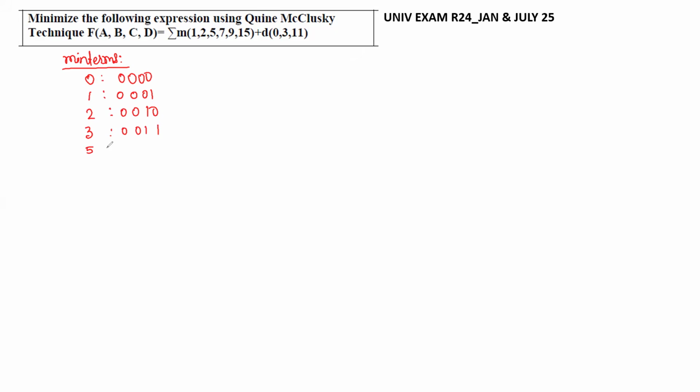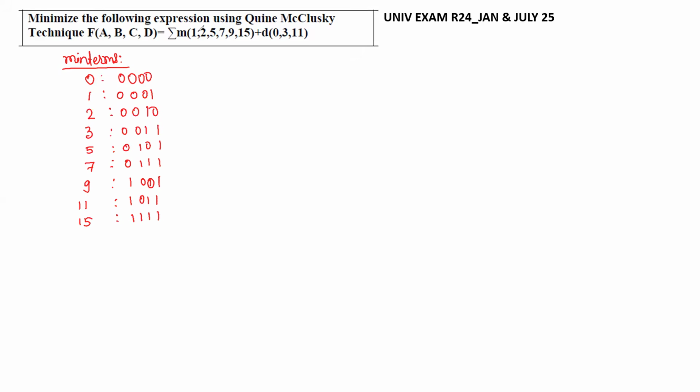Next we have 5. So 5 means 0, 1, 0, 1. Next we have 7. How will we write 7? 0, 1, 1, 1. Next is 9. How will we write 9? 1, 0, 0, 1. 8 plus 1, 9. Next we have 11. So 11 is 1, 0, 1, 1. And the last one is 15. 15 means all are 1.